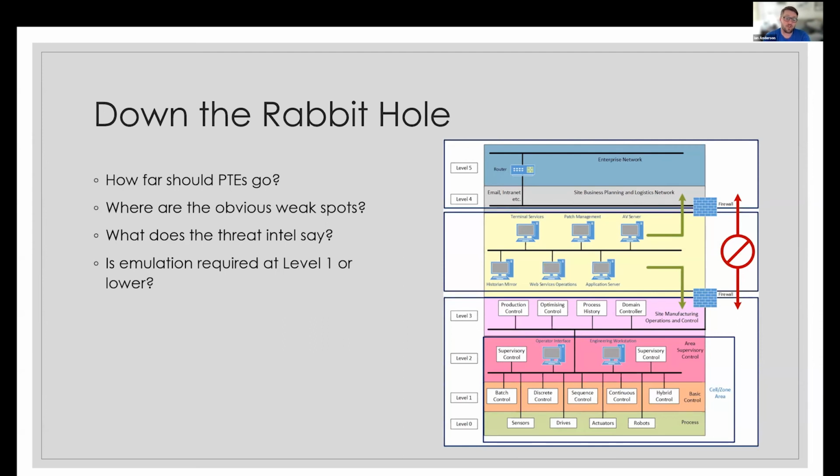Personally, I think there's so much fruit to harvest off that tree before you get to level 0 and really start hitting these sensors and actuators and things like that. However, that could change, because if the threat intel says, no, that's where we're seeing attacks emanate from, so supply chain attacks, bad firmware, things like that, if it gets to that point, then yeah, I think level 0 is 100% in play.